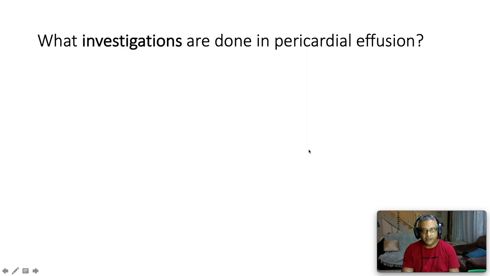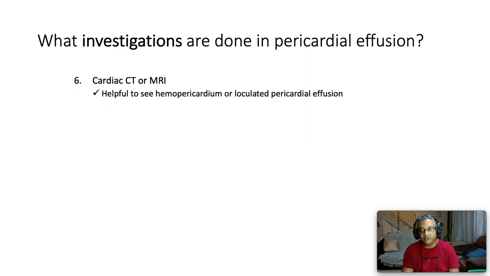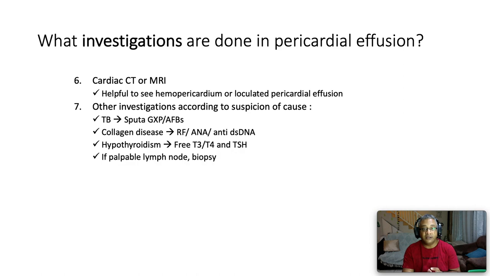Then going on with further investigations, you may want to do a cardiac CT or a cardiac MRI, which is helpful to see if you're dealing with hemopericardium or a loculated pericardial effusion. Other investigations according to what you suspect to be the cause. If you're thinking TB, it's prudent to do your urine LAM if the CD4 is below 200 in the patient who is HIV positive.